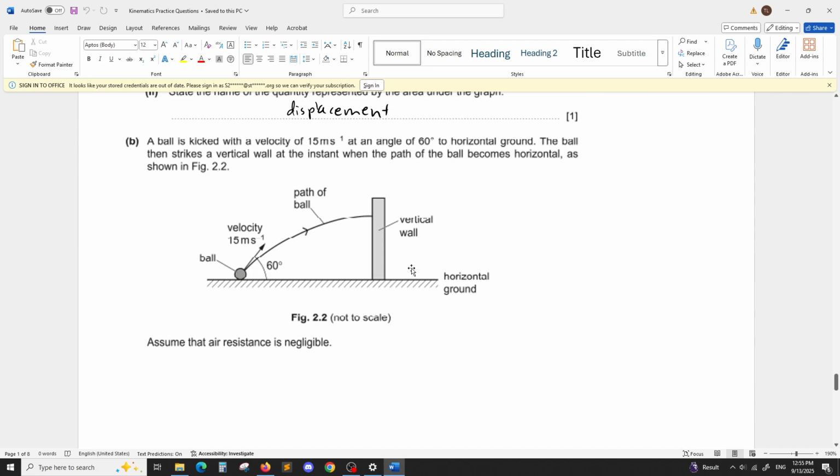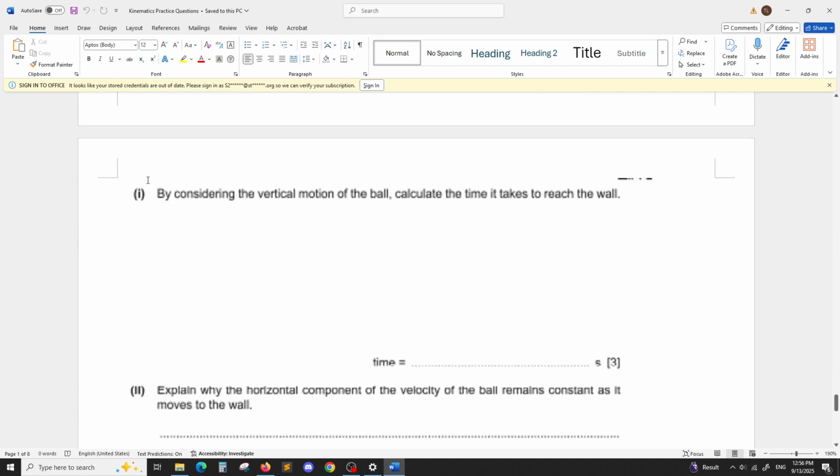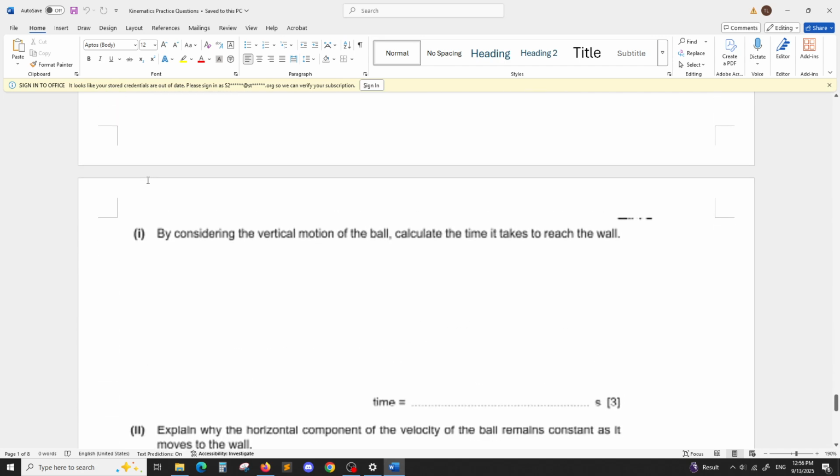Okay, so a ball is kicked with a velocity of 15 meters per second. The ball then strikes a vertical wall as shown. By considering the vertical motion of the ball, calculate the time it takes to reach the wall.